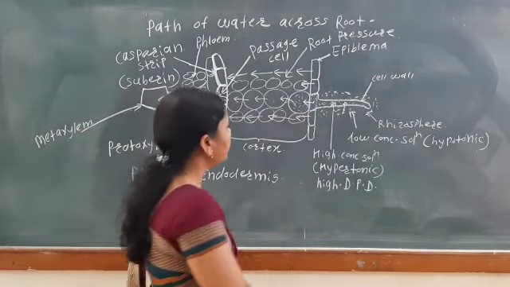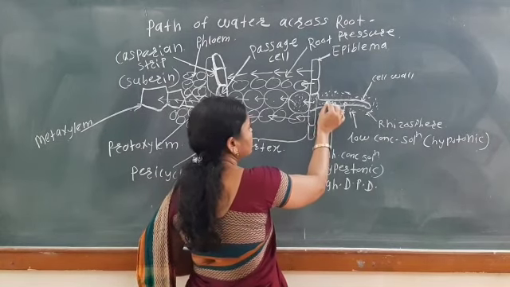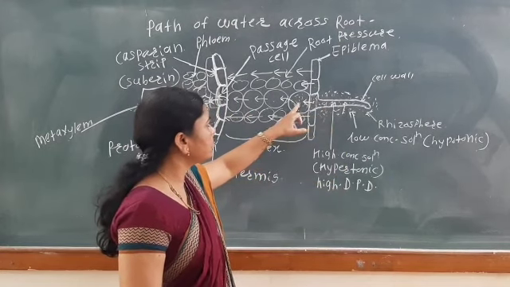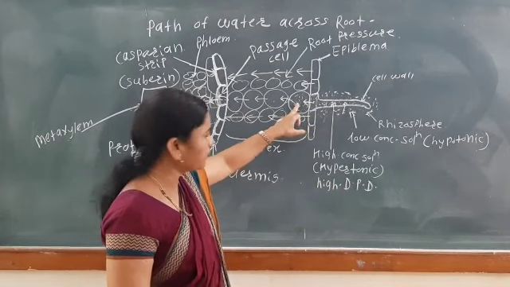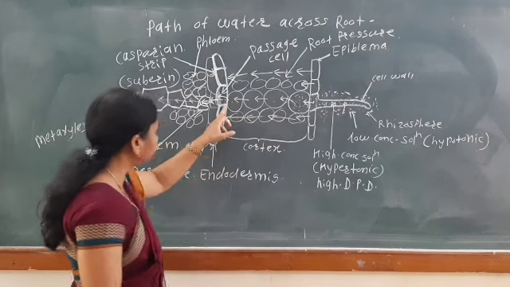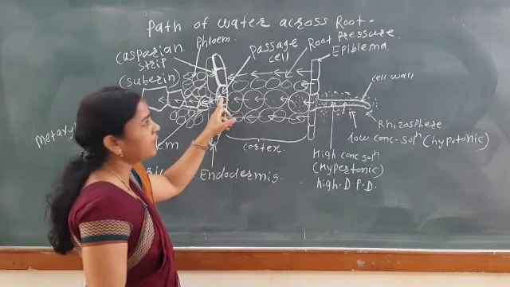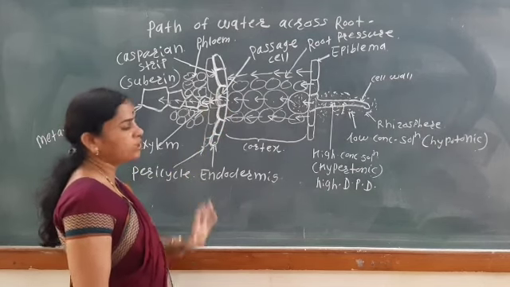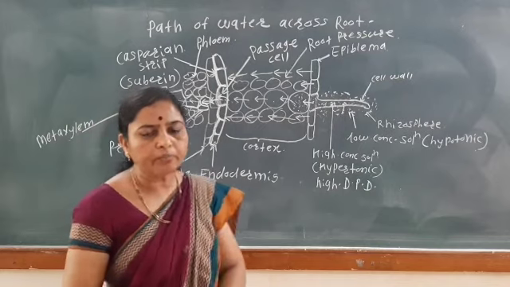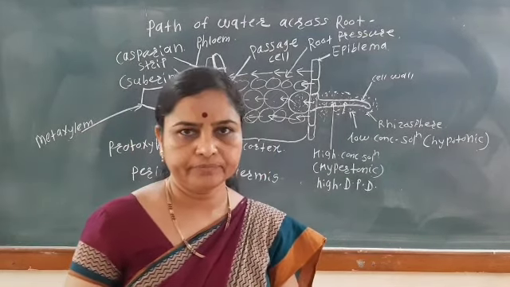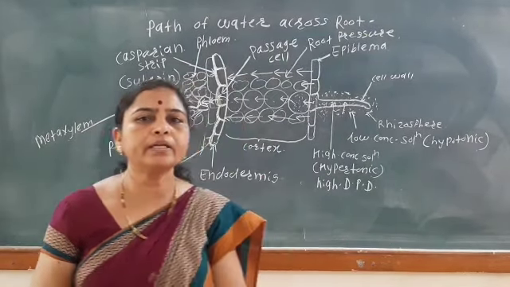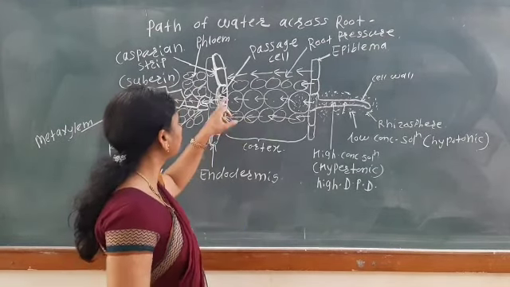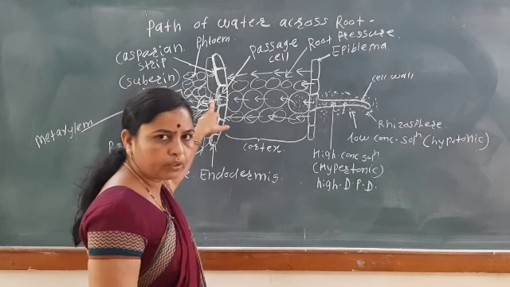Firstly, the water mainly moves into the root hair cell, then from the root hair cell it moves inside the cortical cell, that is the cortex, then it enters into the endodermis only through the passage cell. Why? Because the cell wall of the passage cell is not made up of suberin. Remember, the cell wall of the passage cell is not made of suberin, there is no Casparian coating on it, so from here the water will pass into the pericycle.